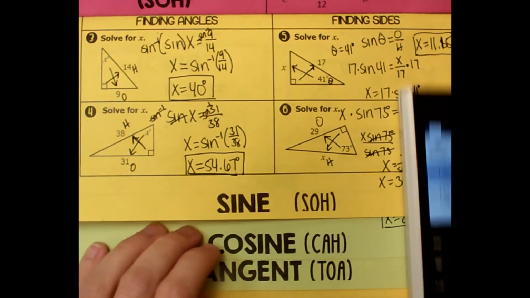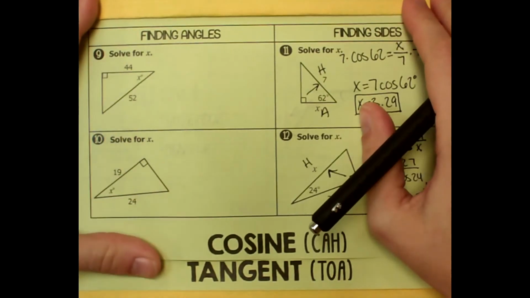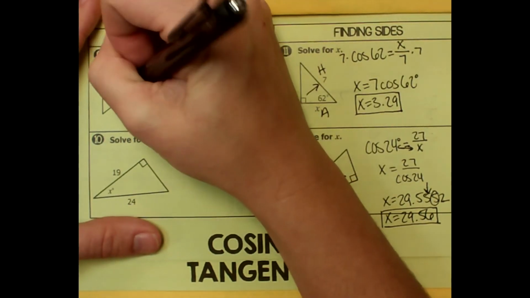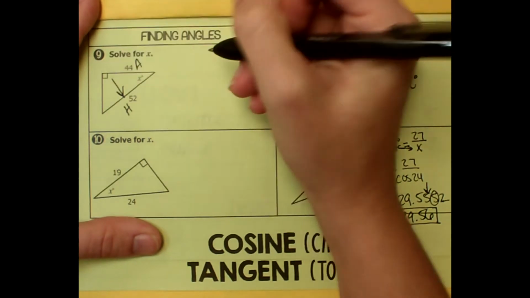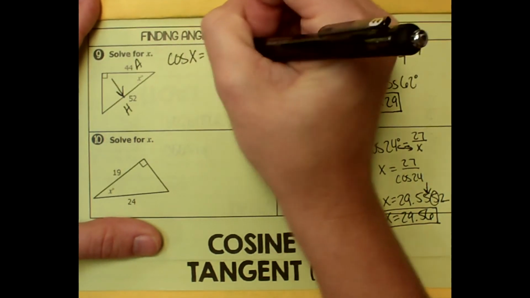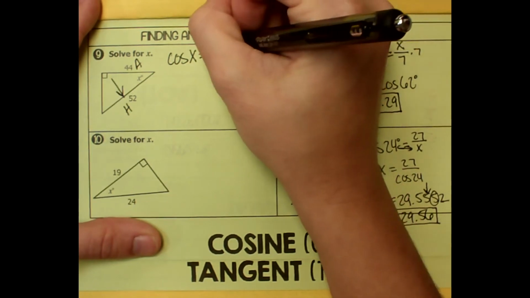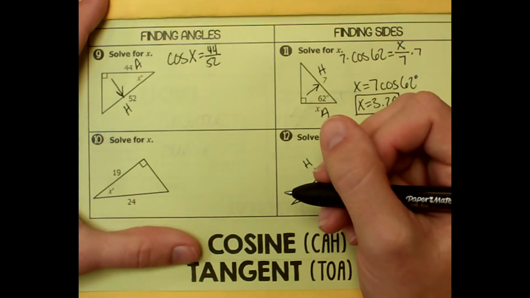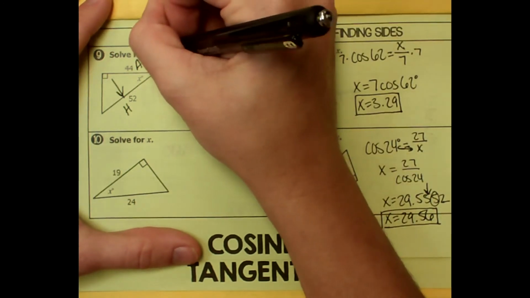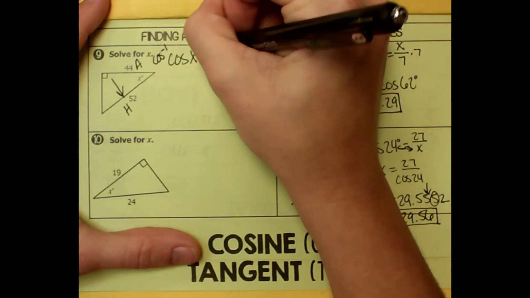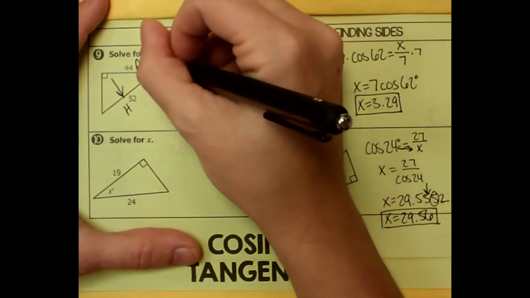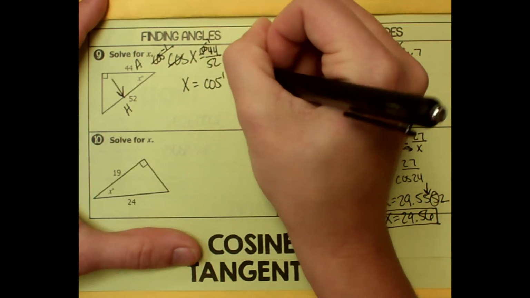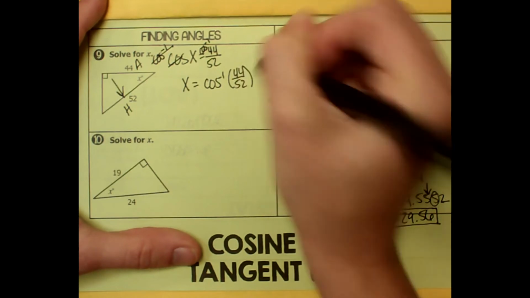So now we want to go ahead and try the cosine. Looking at cosine, they gave me the hypotenuse, and this is the adjacent. So cosine of x is equal to 44 over 52. Just like before, you're trying to get x by itself. You're going to take the inverse of cosine, which is cosine to the -1 of both of them. These then cancel out, so x is equal to the inverse cosine of 44 over 52.